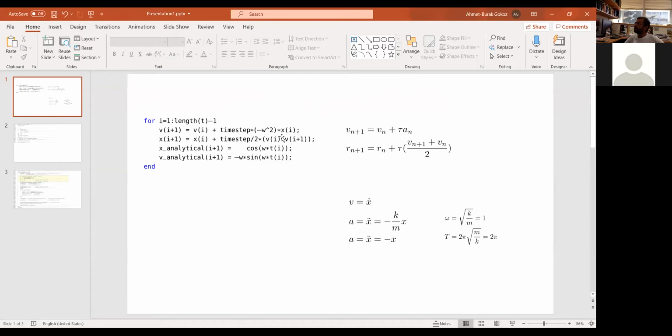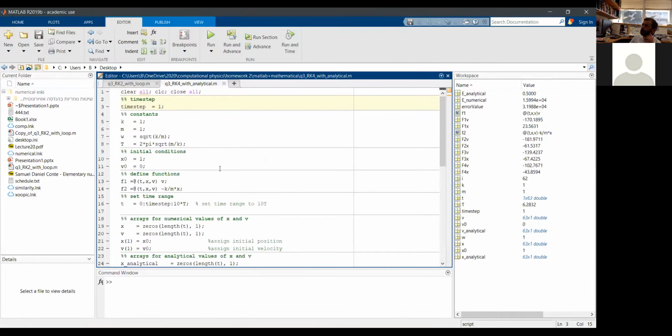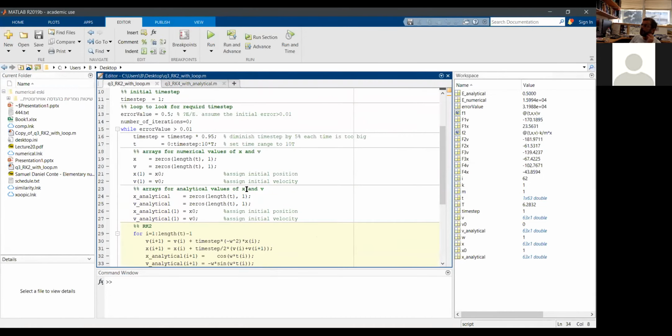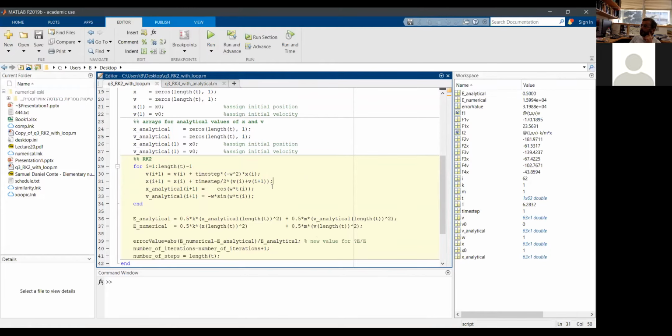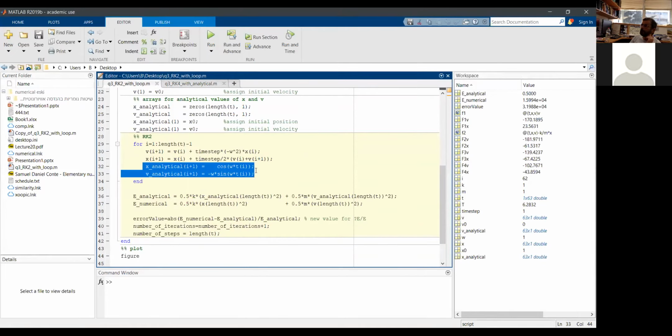Yes, this looks like the correct expression. I cannot see where I made the mistake. Just a second. So here's the code. This is the equation I just showed you, and I also calculate the analytical solution. Actually, I just saw a mistake. This should be a plus, because I am calculating the analytical calculations.